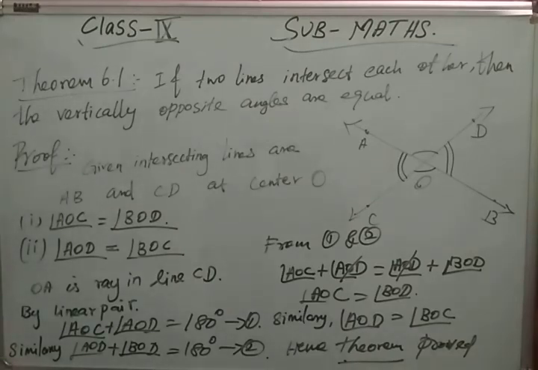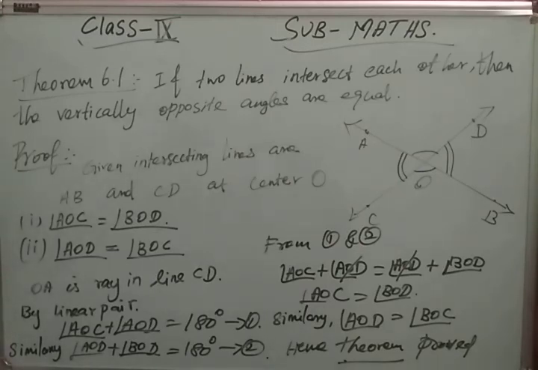By this, you write everything. All the definitions also you write: what is the intersecting line, what are vertically opposite angles, what is an adjacent angle, what is a linear pair, what is an acute angle, everything I have given today, you have to write in your copy. Then write Theorem 6.1, and we will see the exercise in the next session.